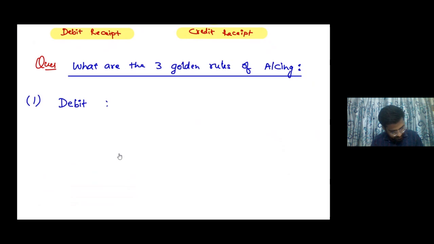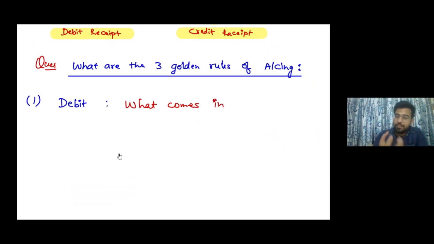debit what comes in. Whatever is coming into the business should be debited. For example, if cash is coming into the business, the customer has paid 20,000 rupees to us, so 20,000 is coming to us, it would be debited. So whatever is coming into the business is called debit. What is credit?